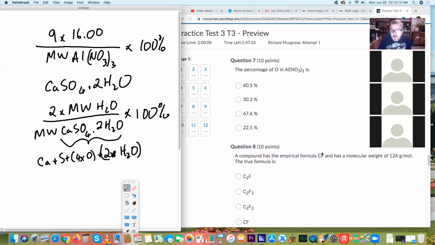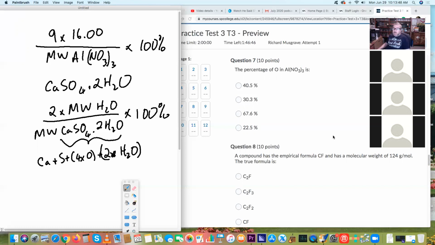Question 8 is looking for the true formula. And what we have is an empirical formula, CF, but we have a molecular weight of 124 grams per mole. So what we're effectively trying to do there is figure out how many CF units are there in that molecular weight, because we know that it's going to be a whole number of those units. It could be 1, it could be 2, it could be 3, it could be 4, but we need to figure out how many units of CF there are in that specific compound.